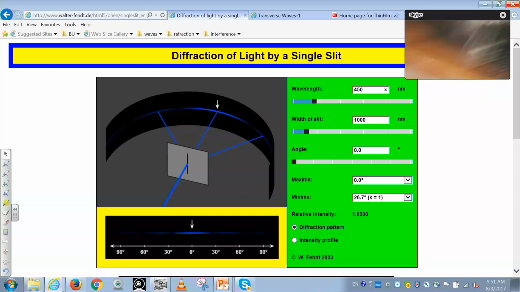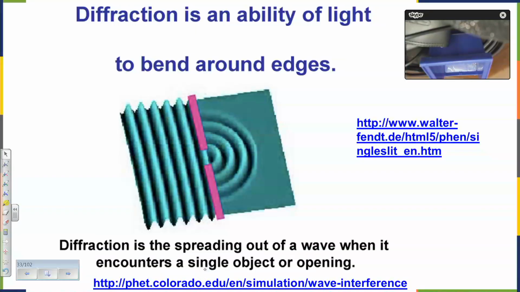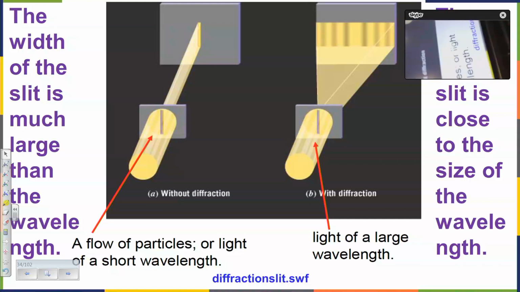So I don't need this anymore. Back to the show. Why is it still working? I can.